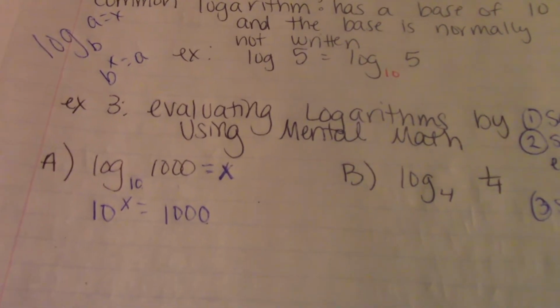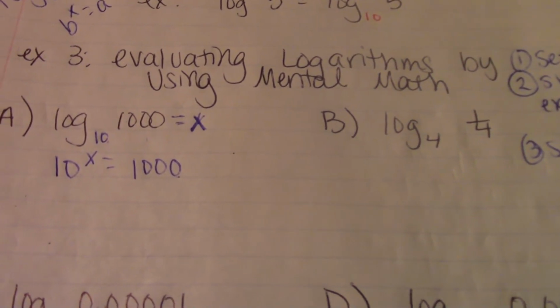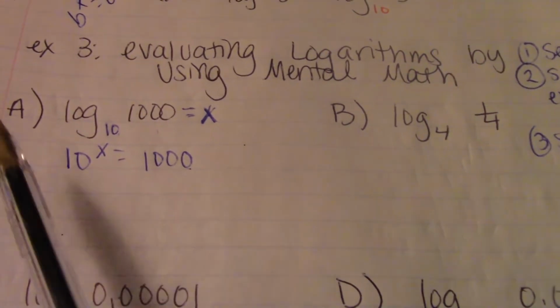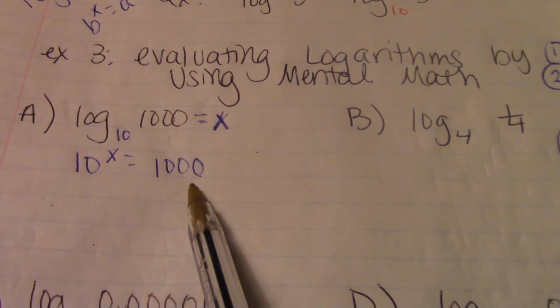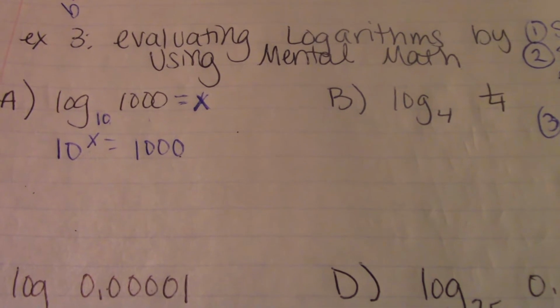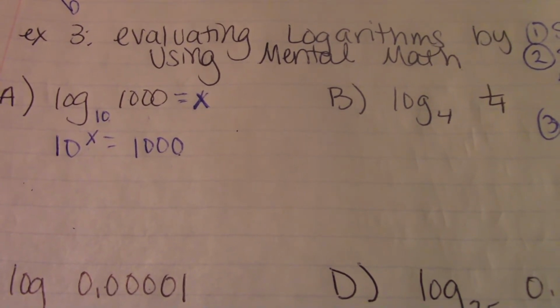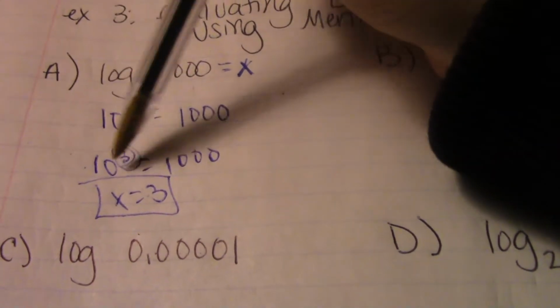Some of these you're going to happen to know in your head, and some of these you might have to grab a calculator and try in your calculator, and either way is fine. So that is saying 10 to what power is 1,000? Well, 10 times 10, so 10 squared is 100. 100 times 10 is 1,000, so that is 10 times 10 times 10. So 10 to the third power is 1,000. So x equals 3, because this is what I'm looking for. If you can skip from here to here, that is perfectly fine. You don't always have to write that line out.